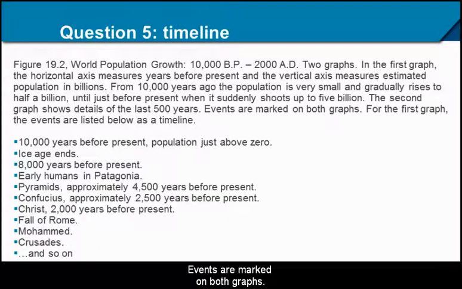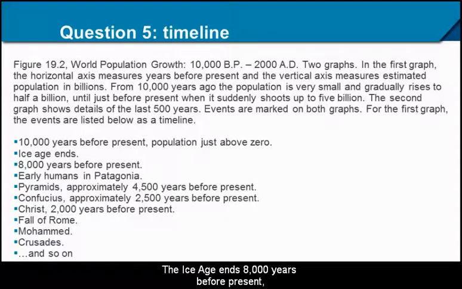Events are marked on both graphs. For the first graph, here we are back to the first, the events are listed below as a timeline. And then what we've done is converted this line graph into a timeline. So we have 10,000 years ago, or 10,000 years before present, population just above zero. And then as we have a significant date or one of these events that are highlighted, we just mark them down as a timeline.